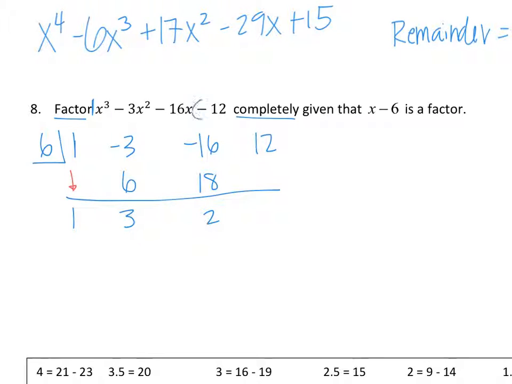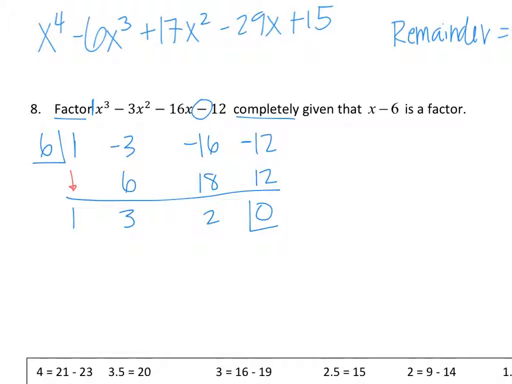Oh, I'm noticing I forgot this negative. I'm going to put that there on the 12. 2 and the 6 multiply. We get positive 12, and those cancel out, leaving a remainder of 0. So we knew we should have a remainder of 0 because x minus 6 is a factor. When they tell you something's a factor, you have to have remainder 0. So that's one way to check your work.